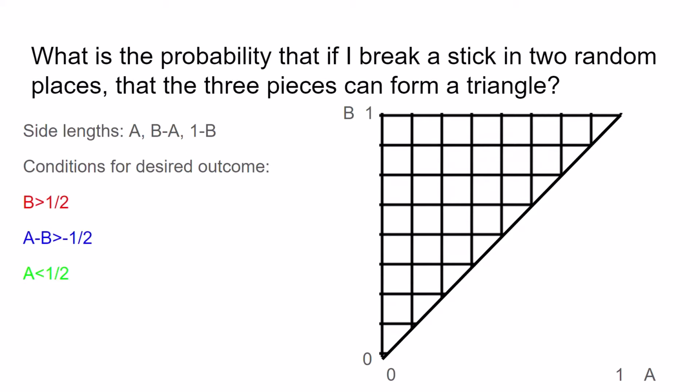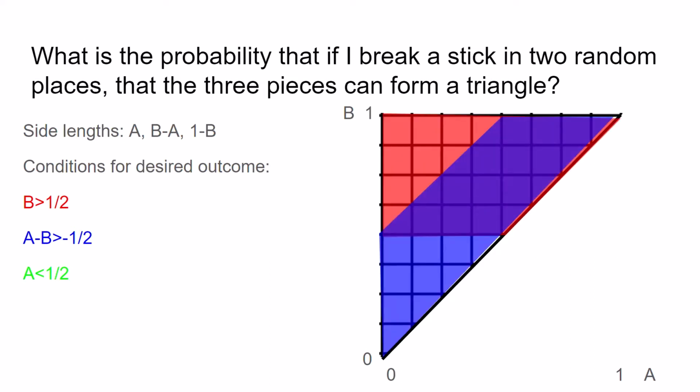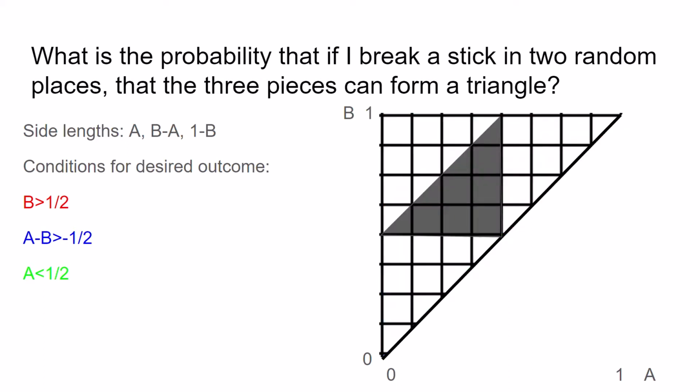Now let's color code these to make it easier to solve and graph, and we will have that this center region here contains everything that can create a triangle. So this gray region is our desired area.